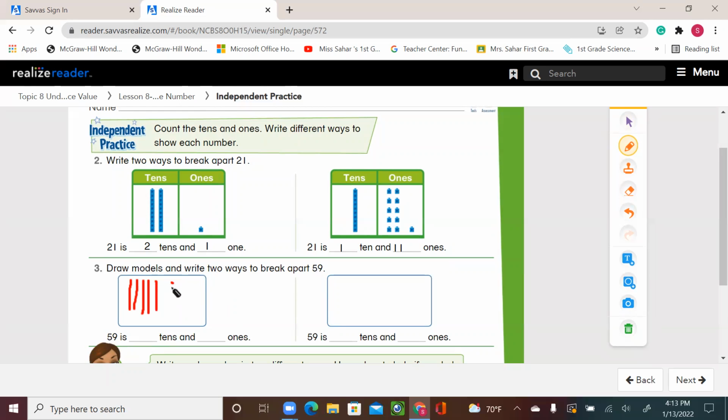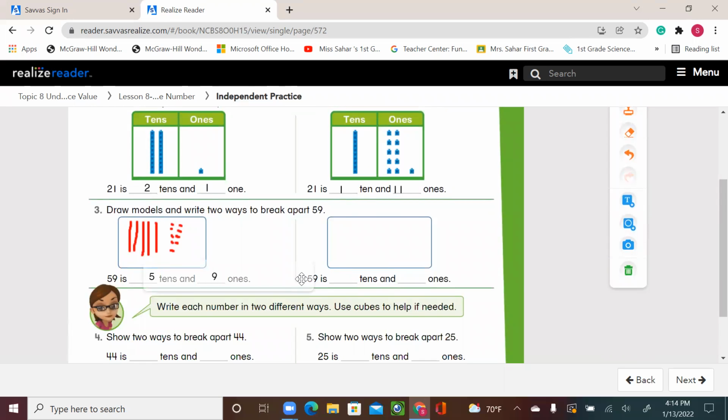1, 2, 3, 4, 5, 6, 7, 8, 9. So when I put this down, I know that I have 5 tens and 9 ones. The total will be 59. All right, another way to do that, easy.